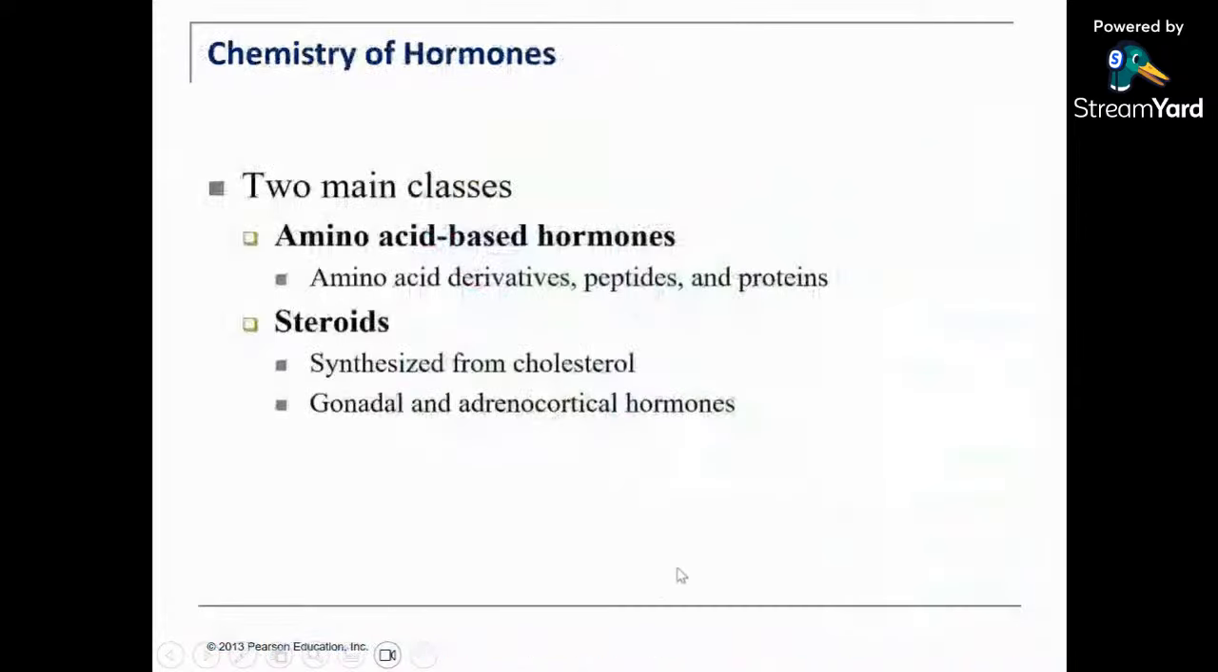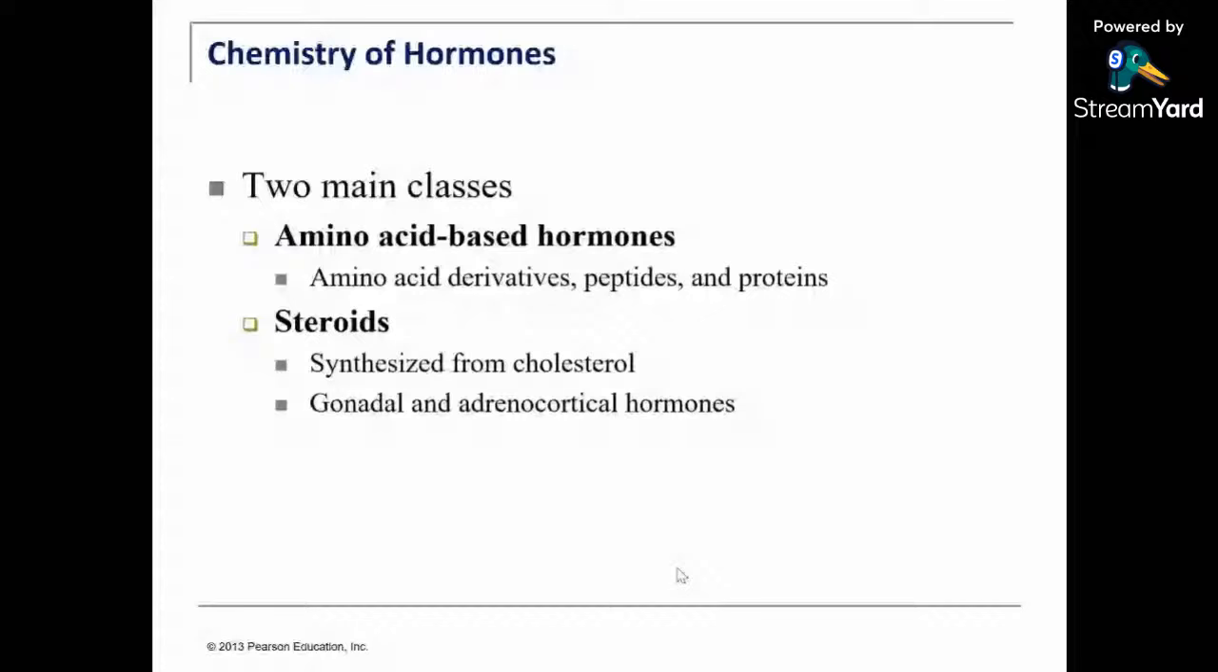Now, if we look at the chemistry of hormones, there are mainly two classes. One is amino acid-based hormones, which are amino acid derivatives, peptides, and proteins, and the other is steroids, which are synthesized mainly from cholesterol.